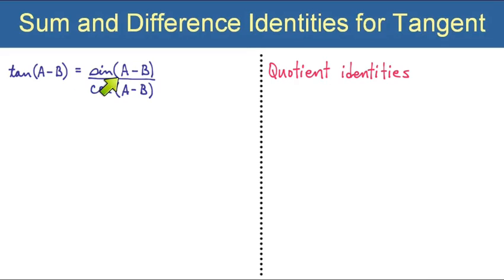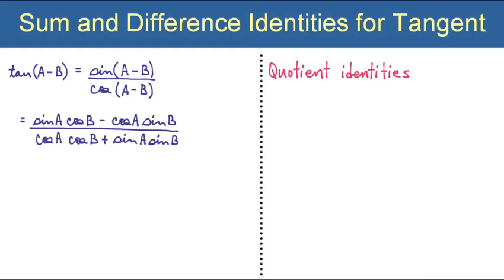Okay, we have an identity for sine of A minus B. I'm just copying from the identity sheet: sine A cosine B minus cosine A sine B. And then for the bottom, we have an identity for cosine of A minus B. That's going to be cosine A cosine B plus sine A sine B.